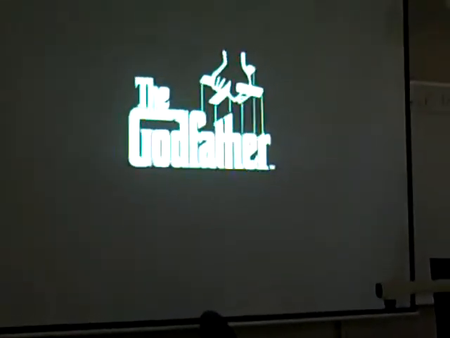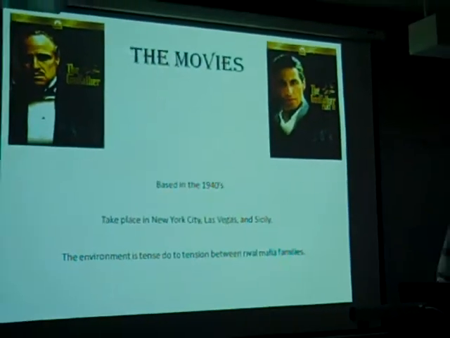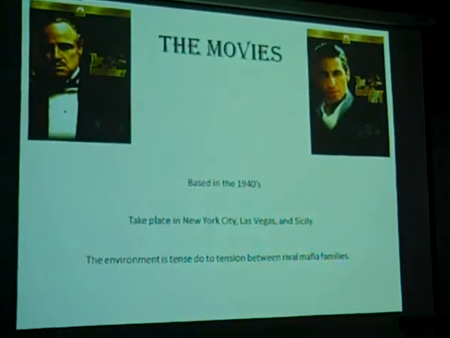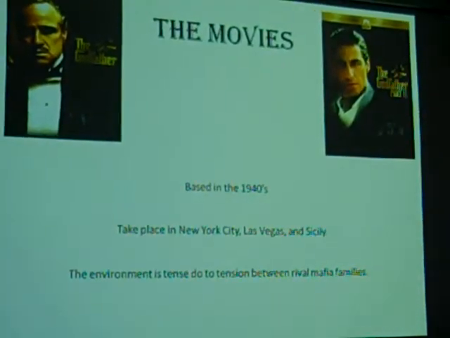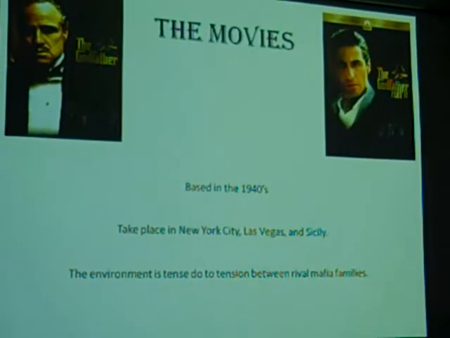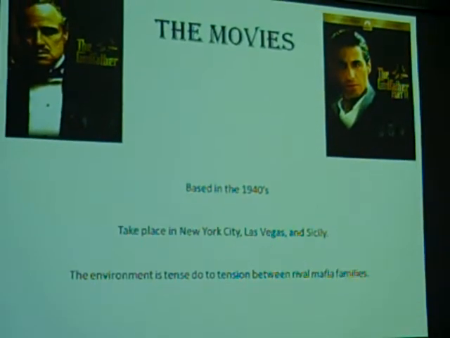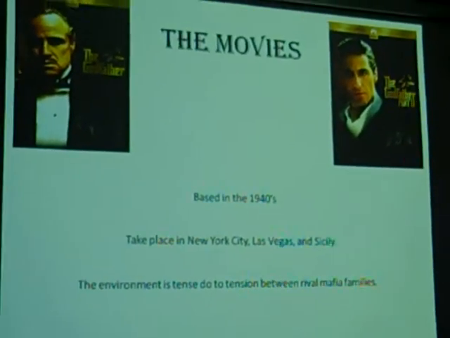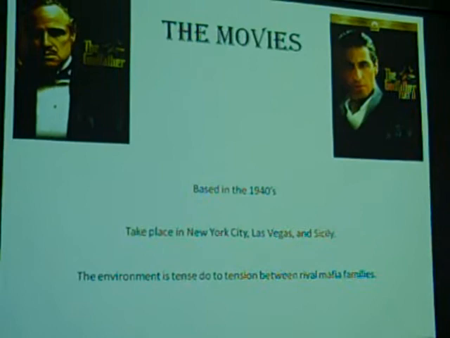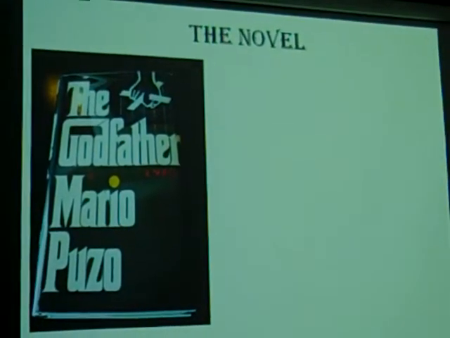And this leads me to the next one, The Godfather. The setting change isn't as drastic in this story. The setting is based in 1940. It takes place in New York City, Las Vegas, and Sicily. Those are the three bases of the story. The environment is tense due to tensions between rival mafia families, and that's how basically the whole story is modeled.